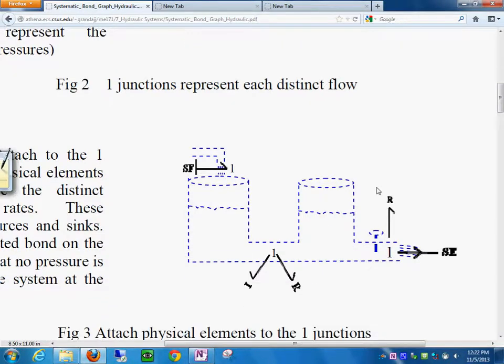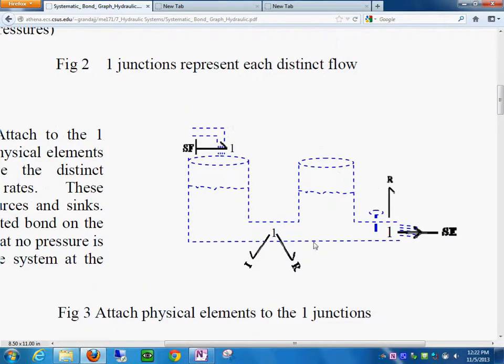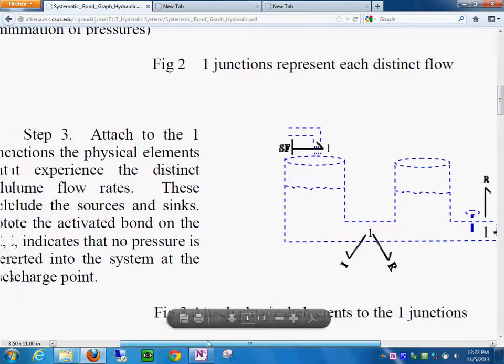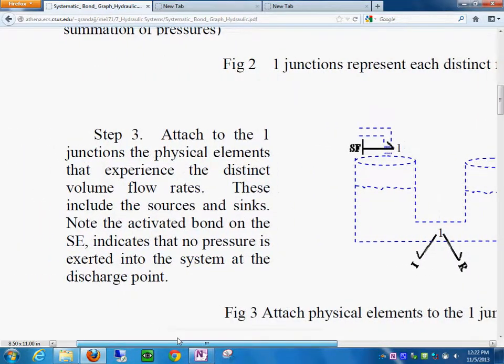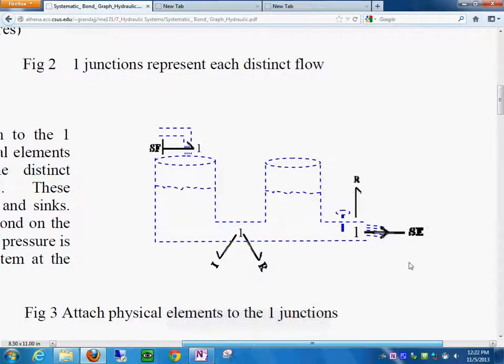And again, we're superimposing on the system. Let me put the step here so that you can read it well. It says attach to the one junctions the physical elements that experience the distinct volume flow rates. This includes the sources and sinks, and I said note the activated bond on the right indicates that no pressure is exerted on the system at the discharge point.